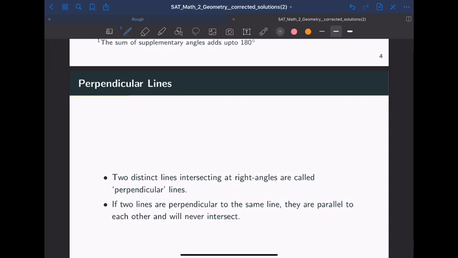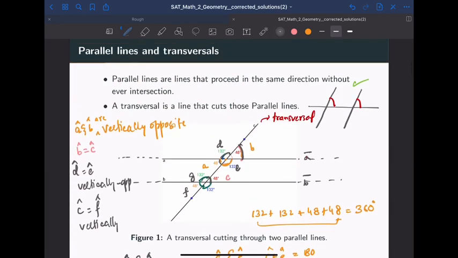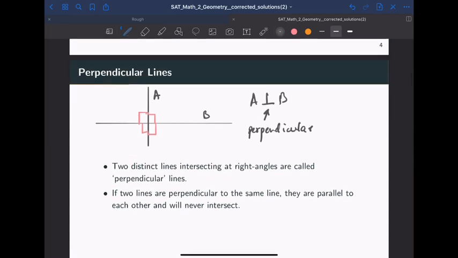Perpendicular lines are pretty easy to talk about, because if you have a straight line and you have another straight line such that they intersect at right angles. So if this is the right angle, this is the right angle, this is the right angle, this is the right angle, they intersect at right angles essentially. So then these two lines, I will call this line A and call this line B. A is perpendicular to B. This is a symbol SAT uses for perpendicularity. Okay, these two lines are perpendicular to each other. So we learned over here that whenever two lines intersect, they create angles, and whenever they intersect at right angles, then these two lines are perpendicular.